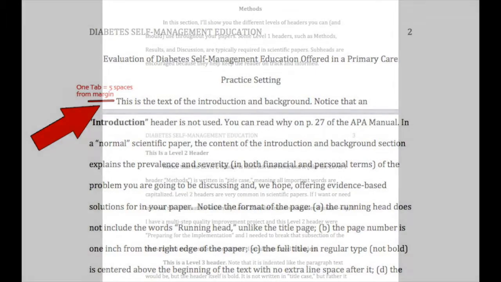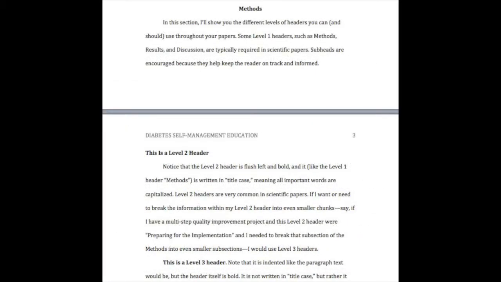Now we'll talk about using headers in the text for clarity and flow. APA offers 5 levels of headers, each one subordinate to the one prior. You can see here, Methods is my first level 1 header at the top of the page. All level 1 headers, which are typically Methods, Results, and Discussion, are centered and bold, and these are the most important or highest level of header.